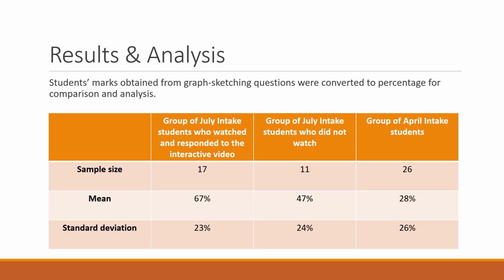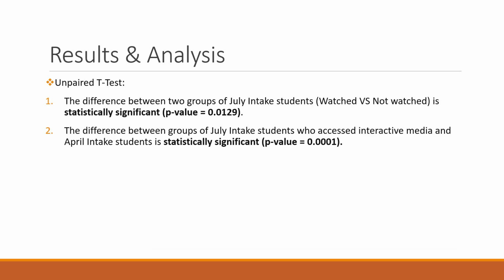The results show that the mean marks obtained on the graph sketching by students who watch and respond to the interactive features are higher than those who don't. The unpaired t-test also indicate a significant difference between July intake students who watch and respond to Panopto videos and those who didn't. Also between the July intake students who access interactive media and April intake students who didn't.